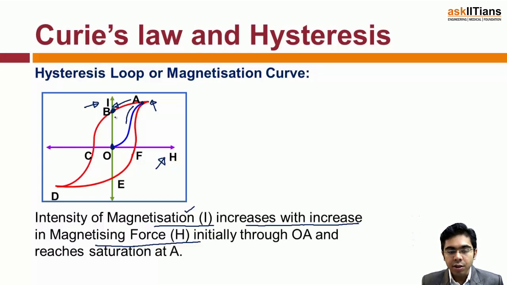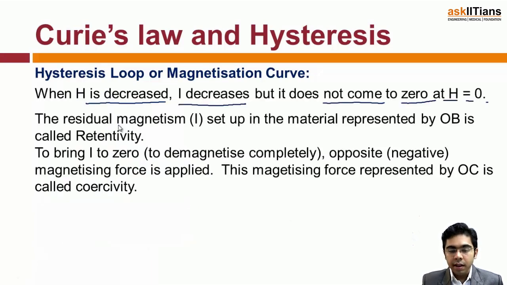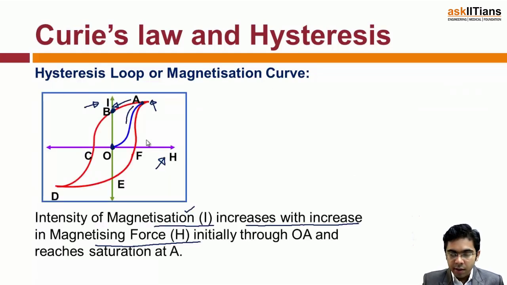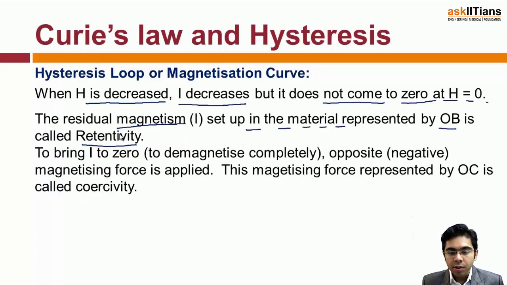That means at H equals 0, it still has magnetization. So what we have is the residual magnetism set up in the material, which is represented by OB, and this is called the retentivity. So let's look at the graph once again. OB is called the residual magnetism, or the retentivity. Now let's proceed. To bring I to 0, that means to demagnetize completely.